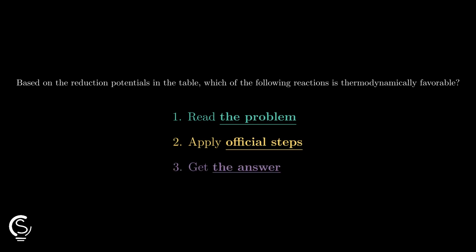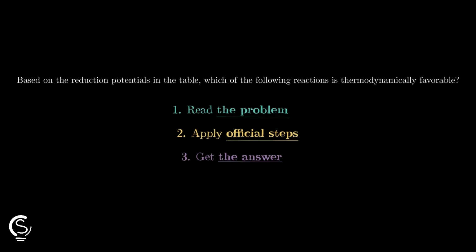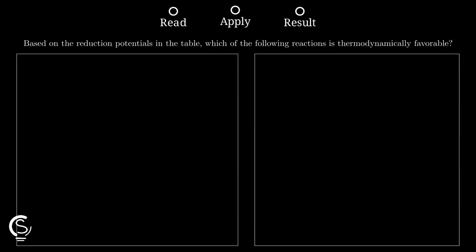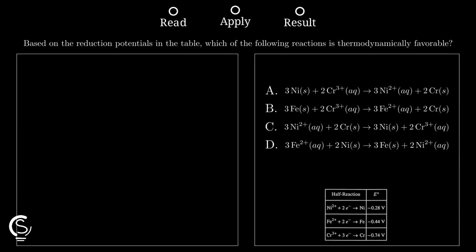I got your back. Thermodynamically favorable means the cell potential is positive, and this question is quick once you match oxidation and reduction correctly from the table. A reaction is thermodynamically favorable when E cell is positive. So first identify which species gets reduced and which gets oxidized using the listed reduction potentials, not just the coefficients.